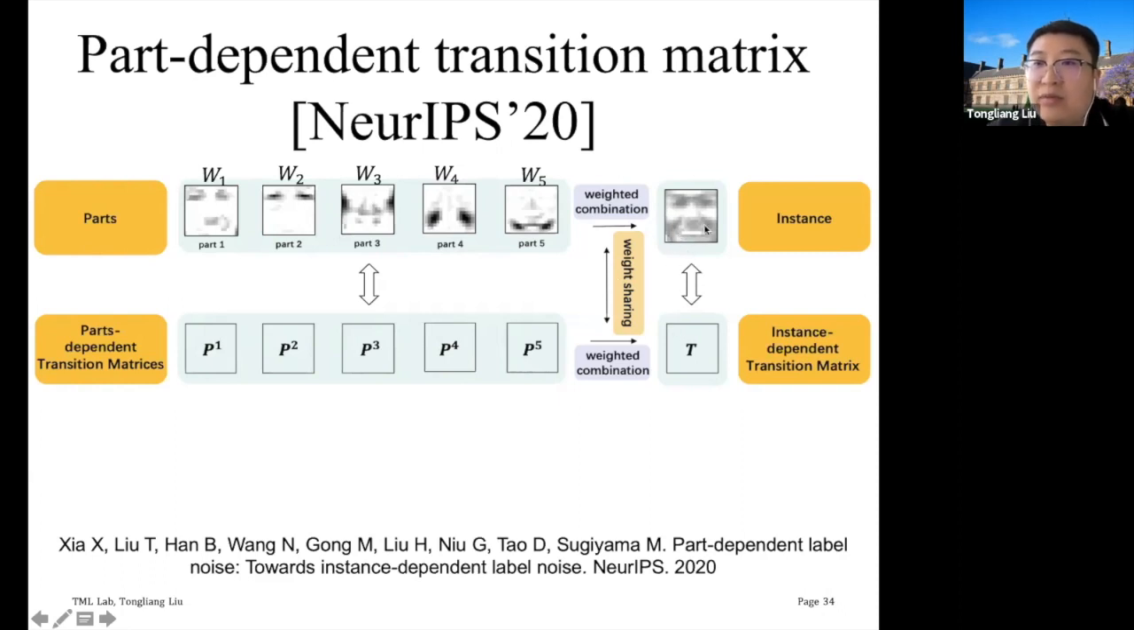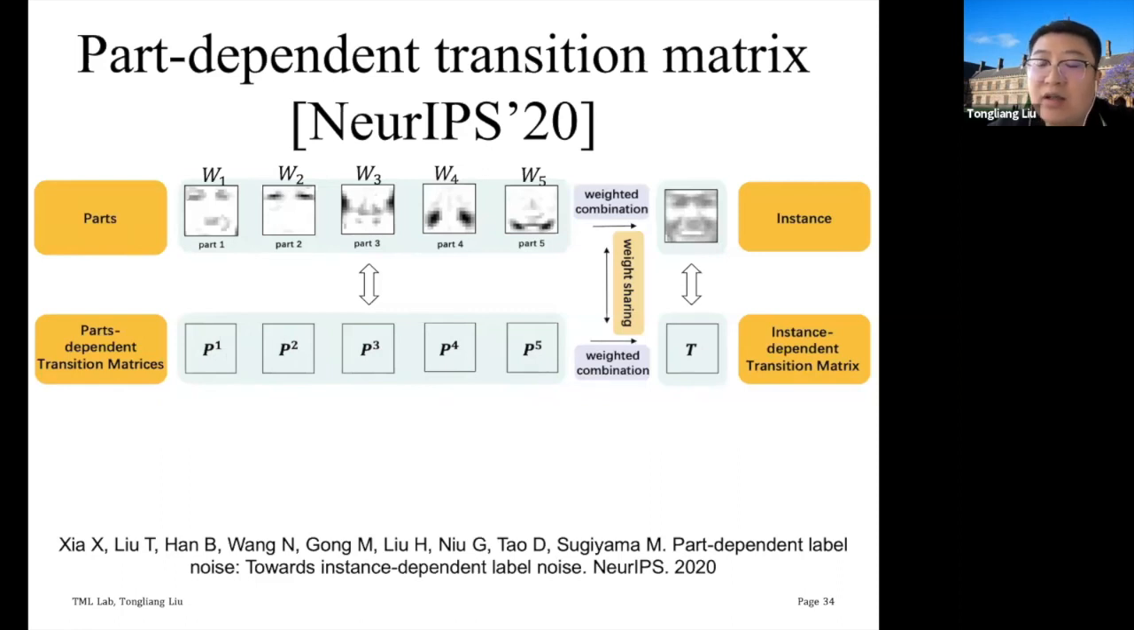Similarly, we know that for an instance, we should have an instance-dependent transition matrix, right? So we assume that the instance-dependent transition matrix will be combined or reconstructed by using this fixed basis-dependent transition matrix. For example, each human face can be reconstructed by using this basis. And we also assume that each instance-dependent transition matrix can be combined by using those fixed transition matrices. Those fixed transition matrices can be learned by using, for example, the anchor point assumption or the sufficiently scattered assumption. We can obtain them.